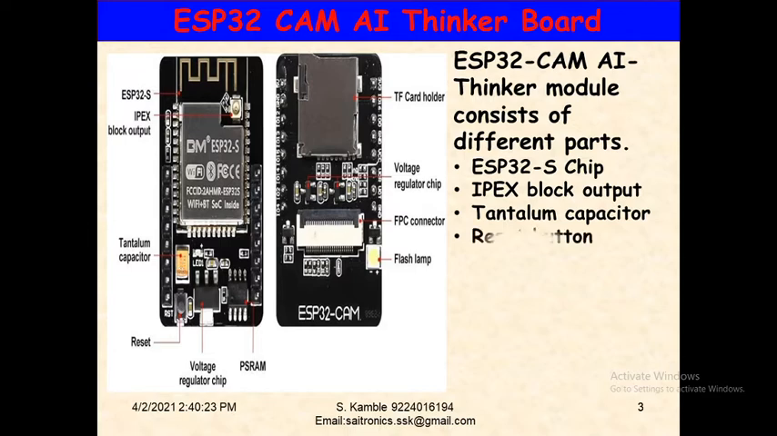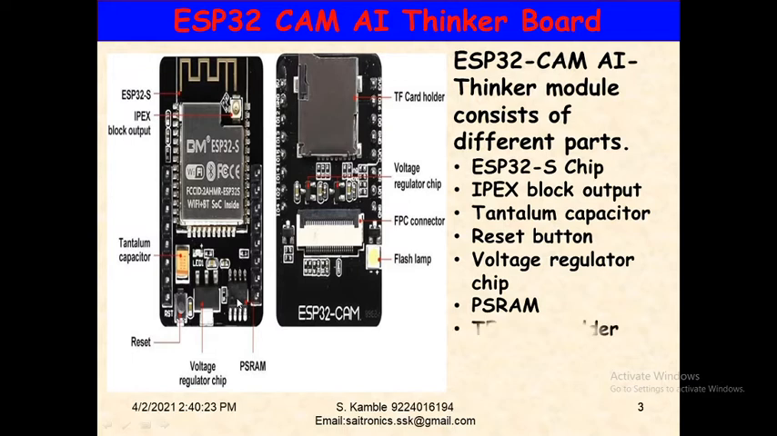Then next is the reset button. This is the reset button. The reset button is very important. It is used to reset the microcontroller in bootloader and in regular mode. The next is the voltage regulator chip. ESP32 cam operates on 3.3 volt. So this regulator will give 3.3 volt. Then PSRAM. So it has extra RAM to speed up the process.